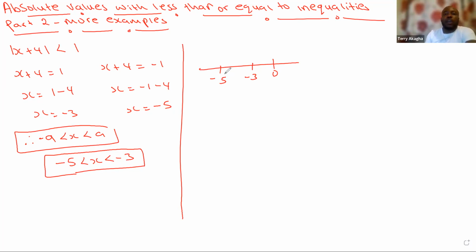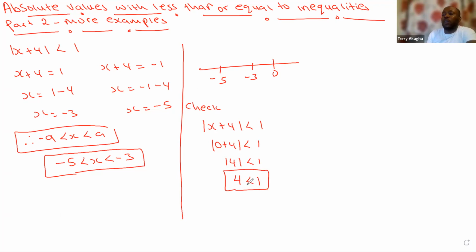Now, if you want to check if 0 is part of the solutions, okay, so you can check. You just put x plus 4 is less than 1. You put 0 here. 0 plus 4 is less than 1. So that will give you absolute value of 4 less than 1. And that is 4 is less than 1. See? So you can see 4 is not less than 1. So 0 does not work. Okay? 0 does not work.